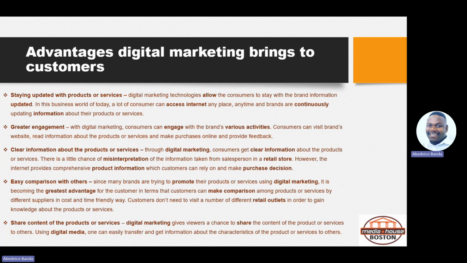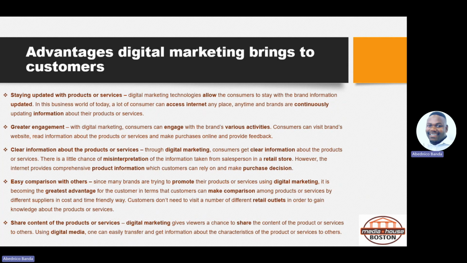You can even use aggregators like Hippo. Those are aggregators. It is a digital platform that can give you different insurance providers. We have got Price Check. You have got booking.com. So those are the aggregators that you can use through digital marketing to compare products and services. You can also share content of the brand, the product or services.